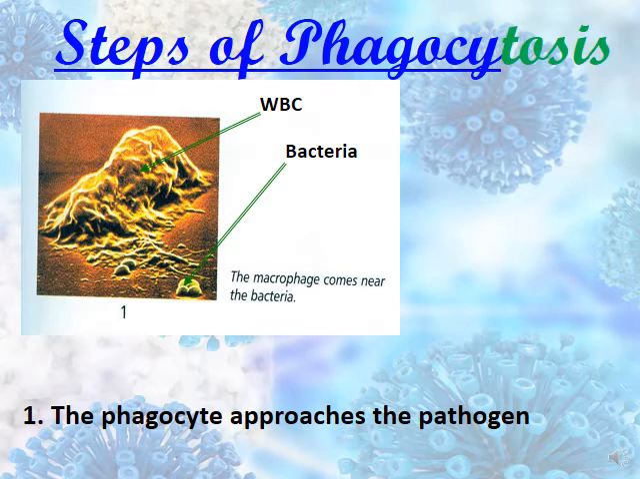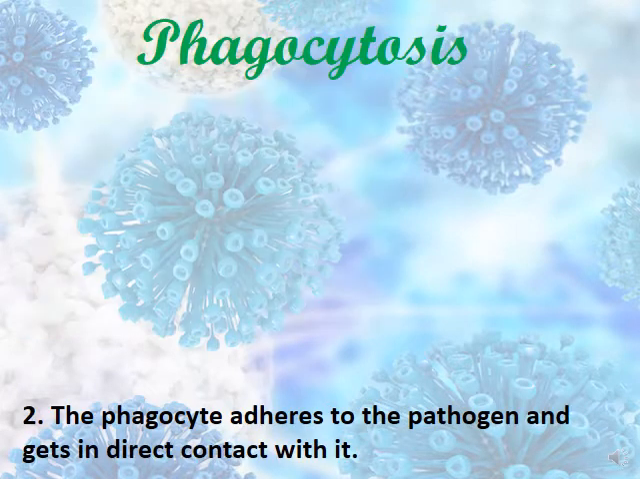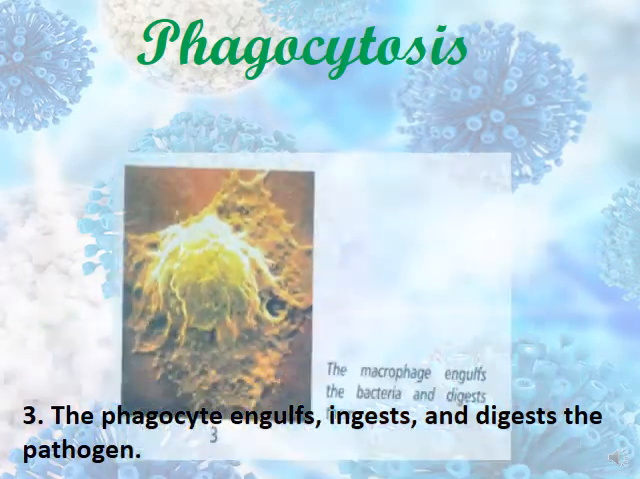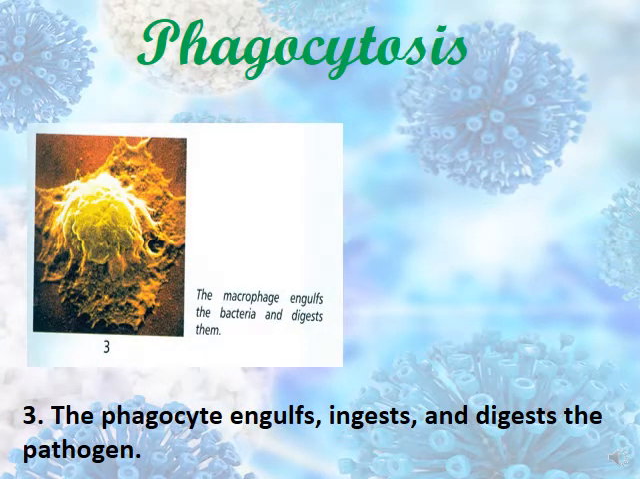Phagocytosis. What are the steps? First, the phagocyte approaches the pathogen. Second step, the phagocyte adheres to the pathogen and gets in direct contact with it. Number 3, the phagocyte engulfs, ingests, and digests the pathogen.